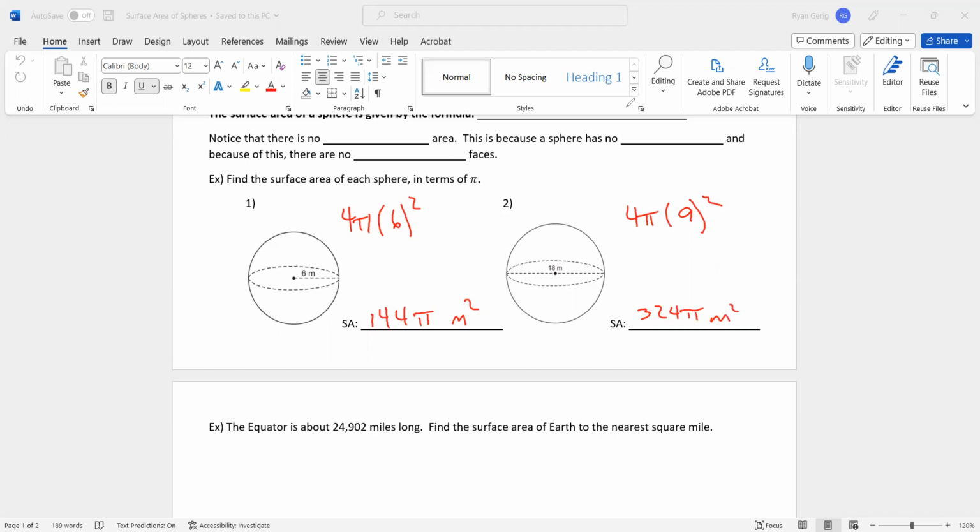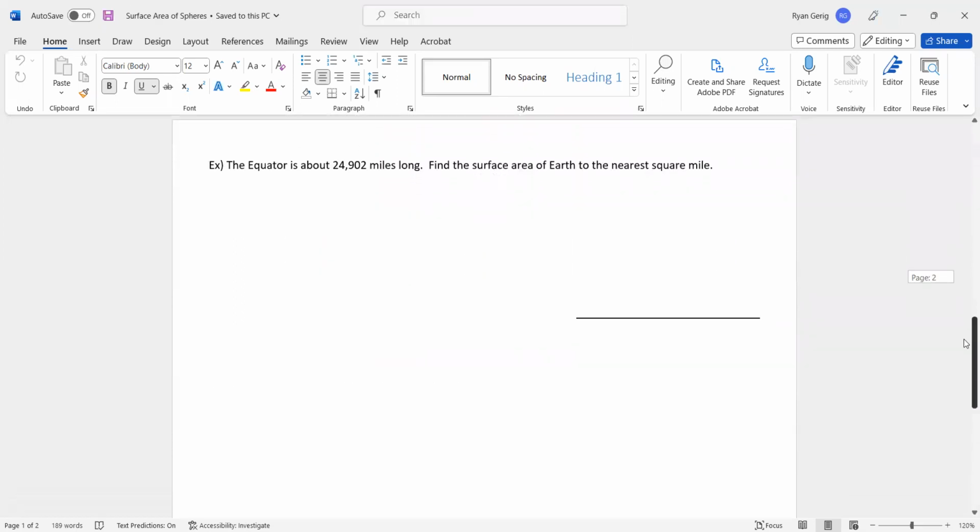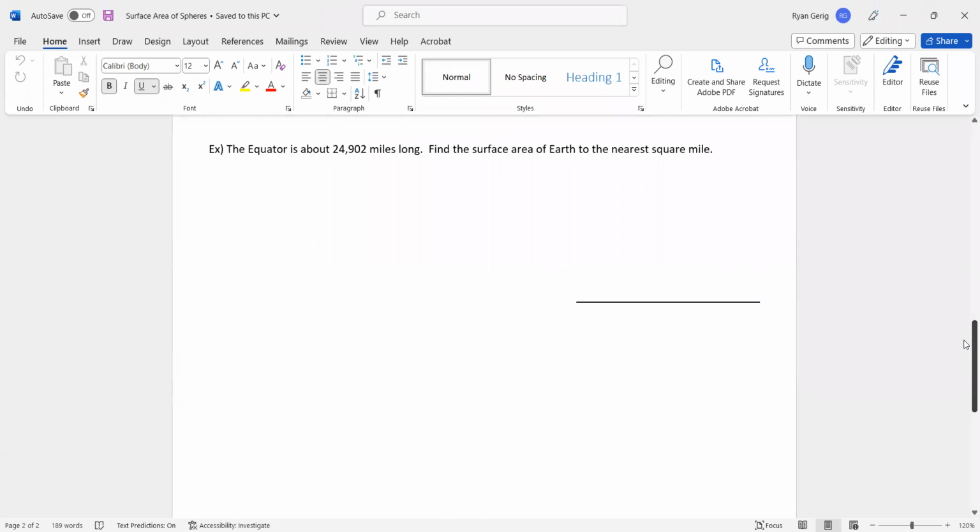One more problem on the back, and then we're done. I find this one to be kind of cool. We're going to find the surface area of Earth to the nearest square mile, given that the equator is about 24,902 miles long. Now, what does that mean? The equator would represent the great circle because it's in the middle of the Earth. It's going to be the biggest circle around Earth. It's the longest line of latitude.